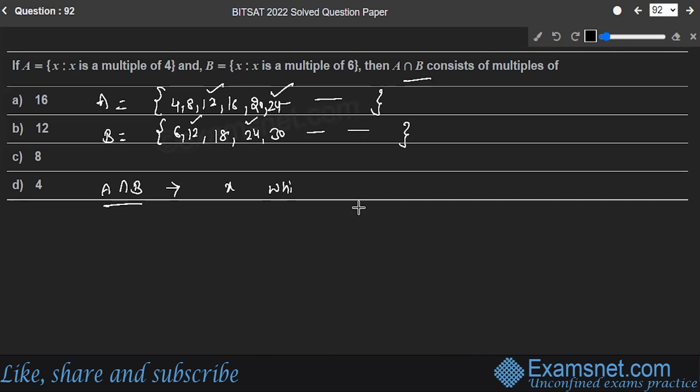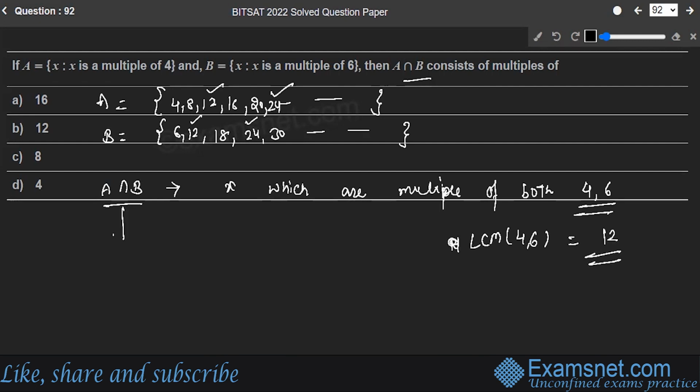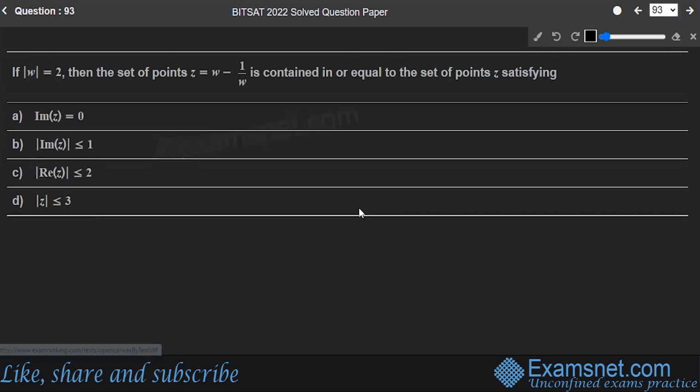So A intersection B will contain all the x which are multiples of both 4 and 6. For that, you have to take out the LCM of 4 and 6, which is equal to 12. That means A intersection B will contain multiples of 12. Option B stands to be the right answer. Hope you understood. Next, question number 93.